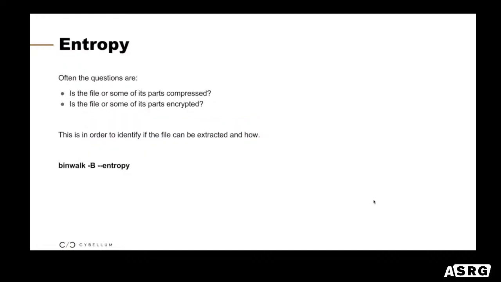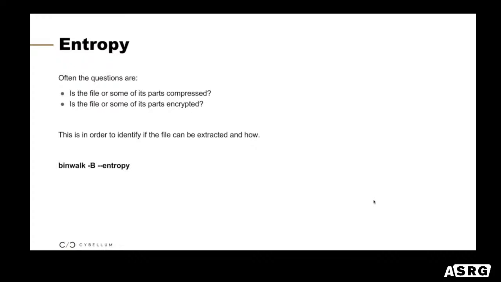One of the questions for a given closed file would be, is the file or some parts of it compressed or encrypted? And the binwalk file extraction command with these arguments could provide you some hints on whether the file has high or low entropy, which can basically hint to the existence of compressed data inside or encrypted data inside.